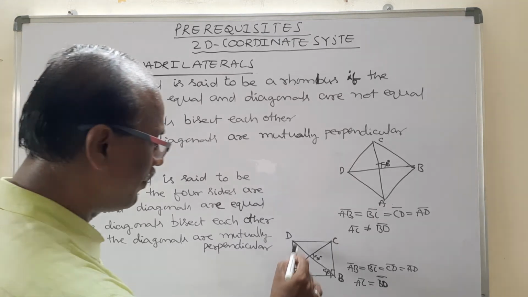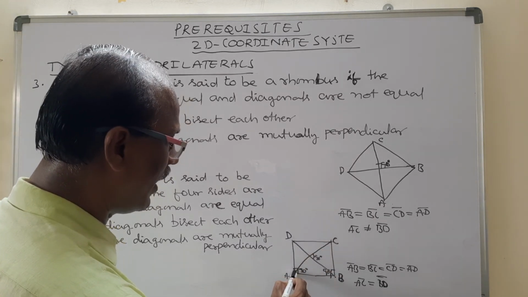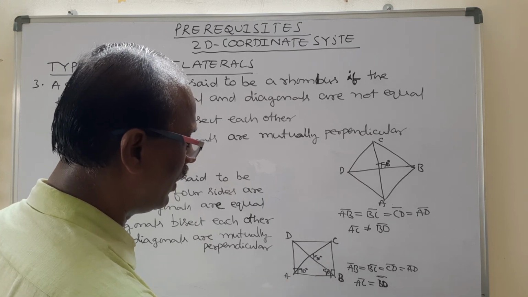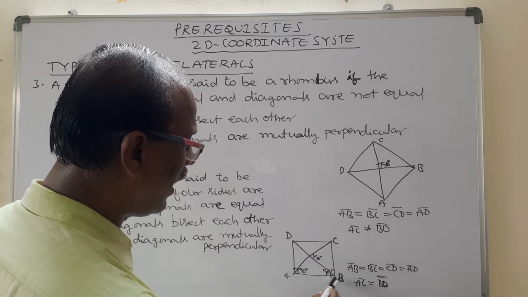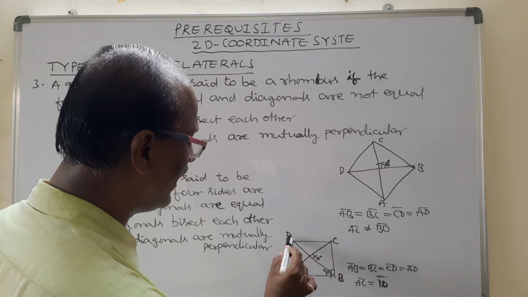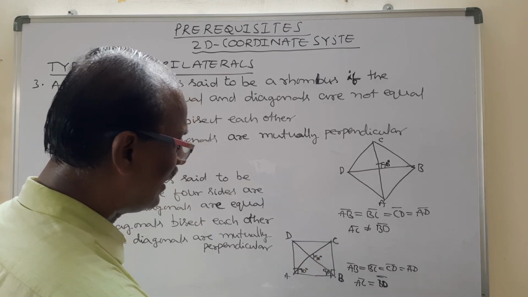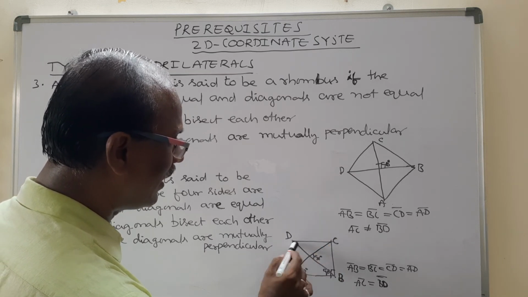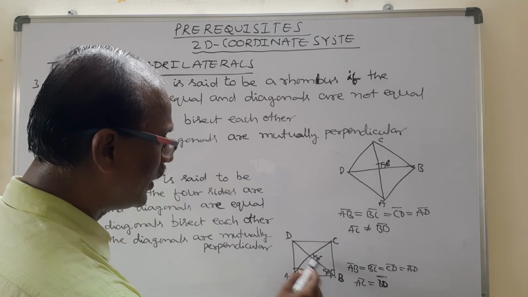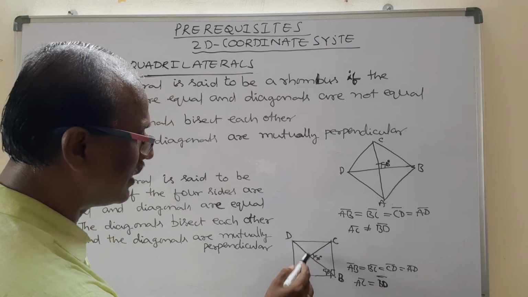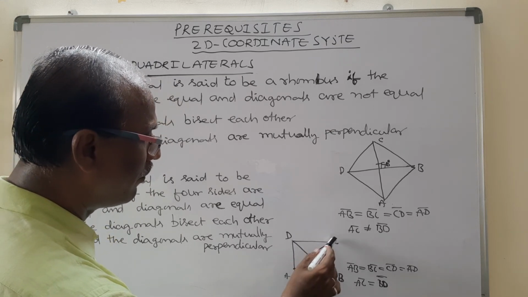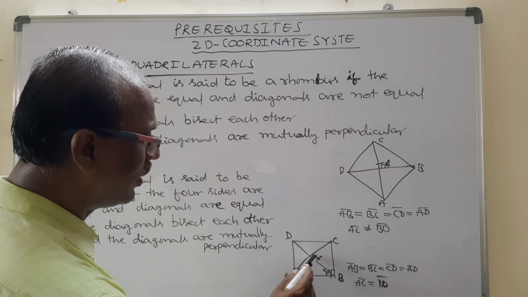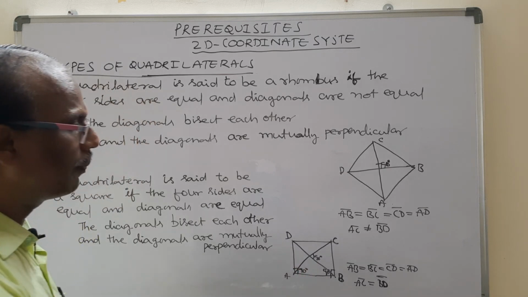In the diagram, ABCD is a square. In this square, the adjacent sides are perpendicular. Here four sides equal, AB equal to BC equal to CD equal to AD. And the diagonals, AC is the diagonal, BD is the diagonal. These two diagonals are equal. Here the two diagonals bisect each other. That means the midpoint of AC and midpoint of BD are the same. And the two diagonals are mutually perpendicular.